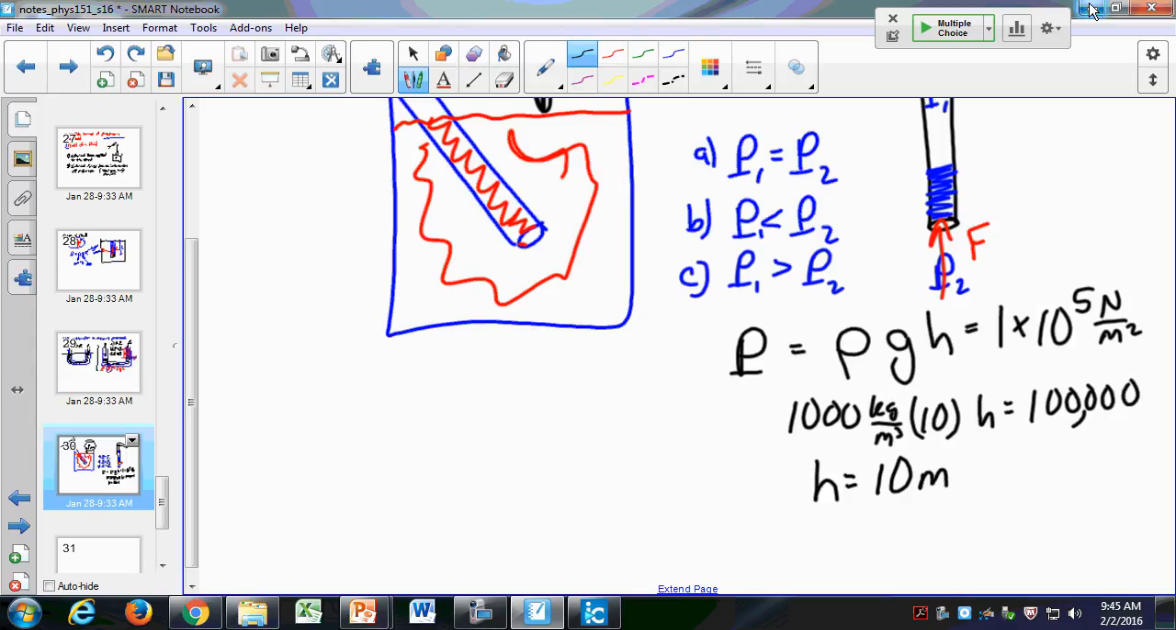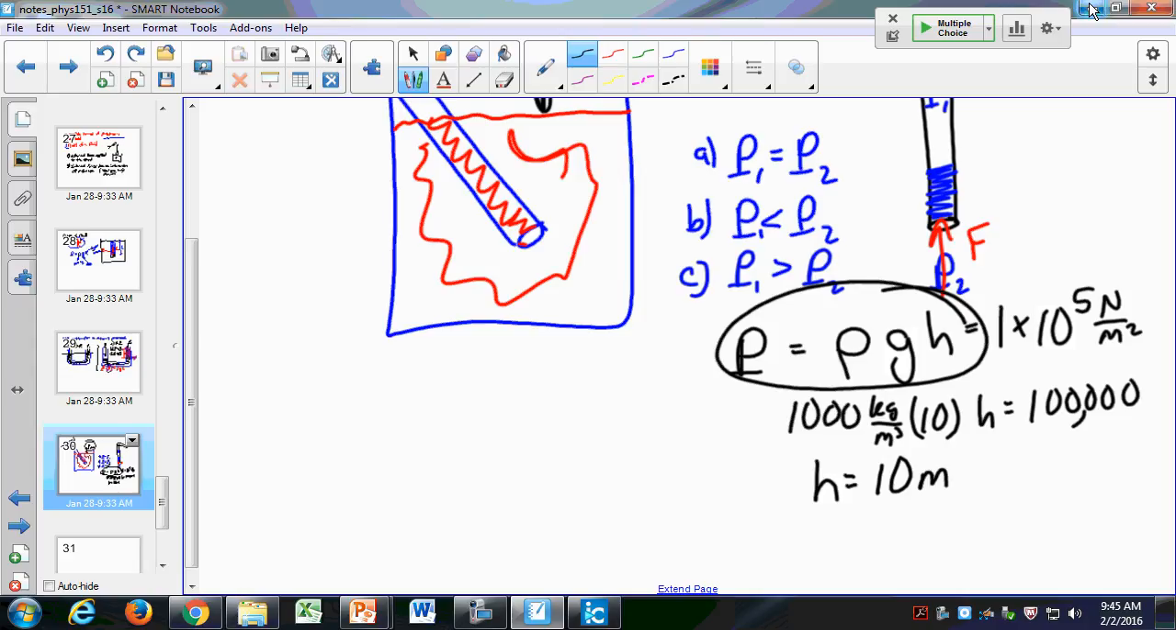But technically, that really shouldn't matter, because if you look at this expression for pressure, rho g h, there is no talk about the diameter. It's only the height of the column of liquid.